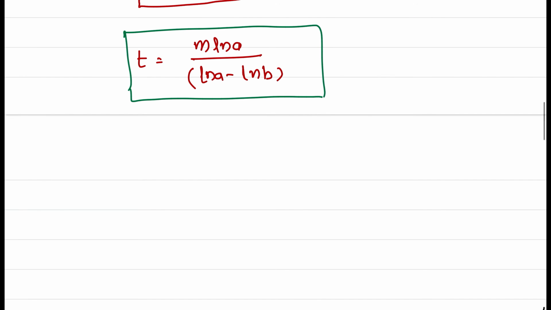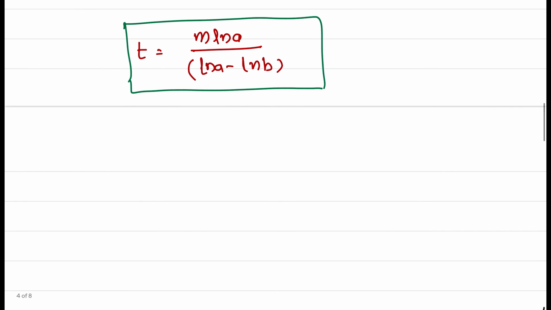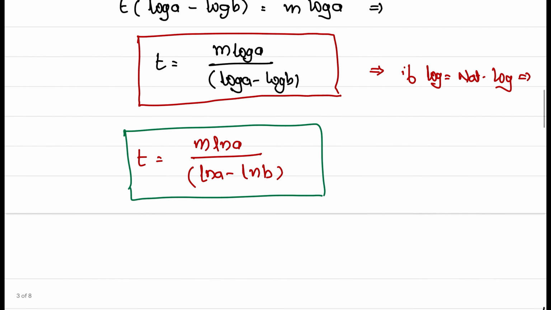And these ln A, ln B or log values can be easily calculated and put into the answer, so that you will get an exact simplified answer. So the final answer is T is equal to M ln A by ln A minus ln B if natural logarithms are used. In general, if any logarithm of any base is used, then T is equal to M log A by log A minus log B.